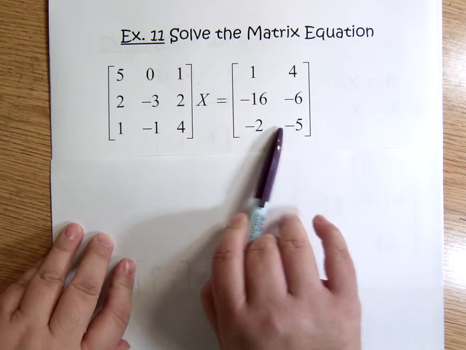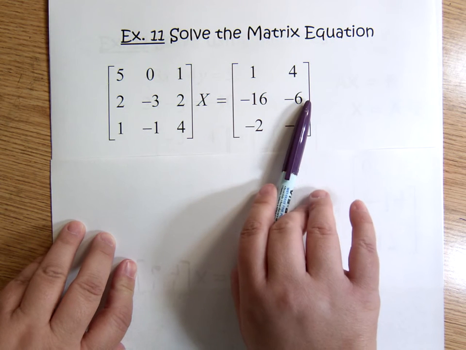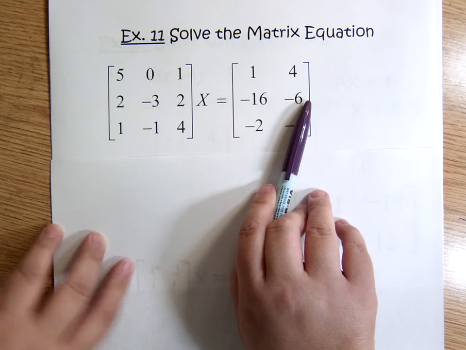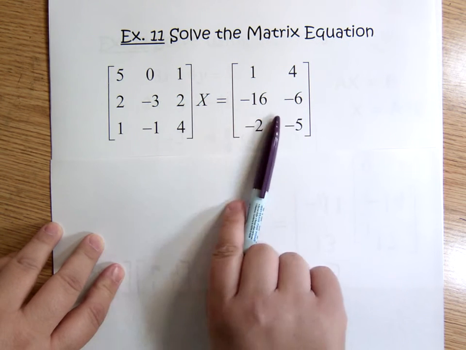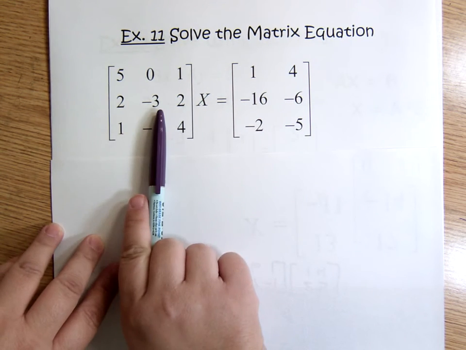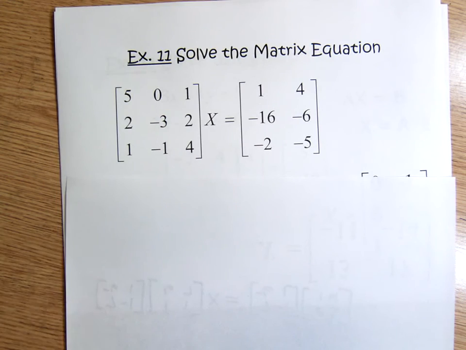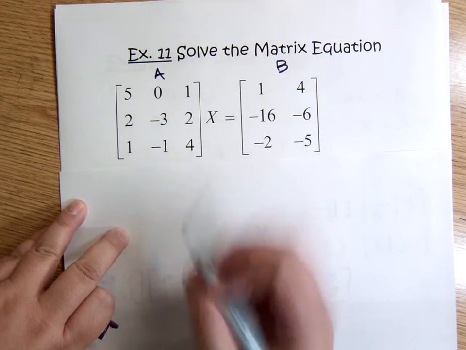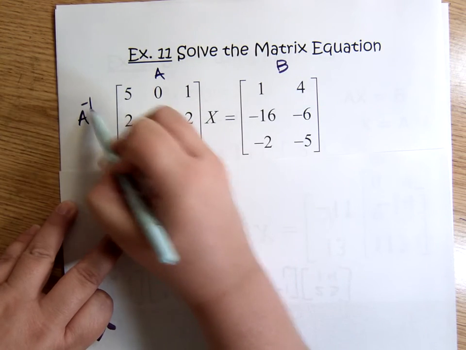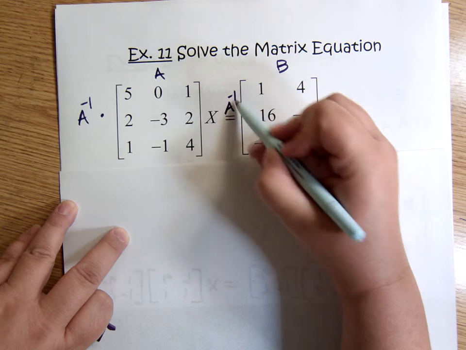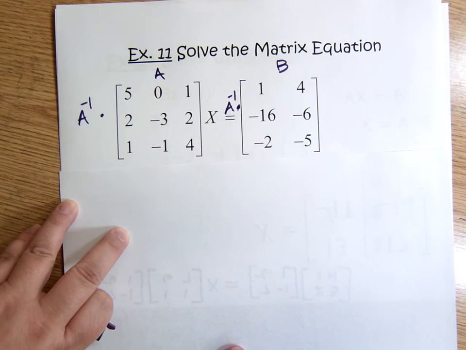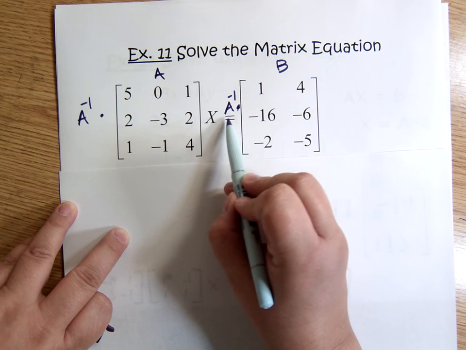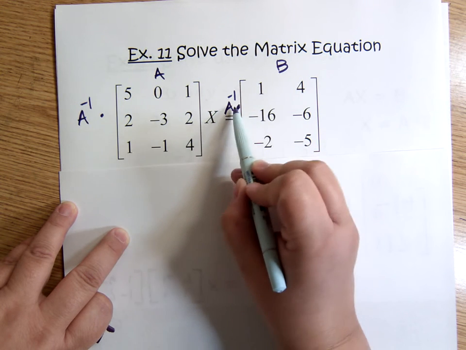Now you notice this is not a square matrix, and you might be thinking, well, wait a minute, I thought we had to have square matrices. You have to have a square matrix to be able to find the inverse. We don't need the inverse of this. We need the inverse of this. This is my A. This is my B. I'm going to multiply on both sides by A inverse. And so this side's going to become I times X, which is just X, equals A inverse times B.